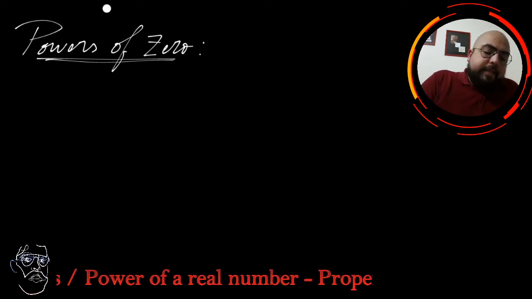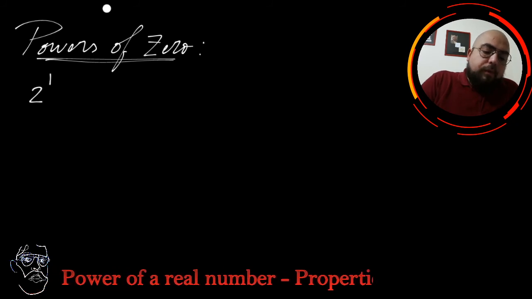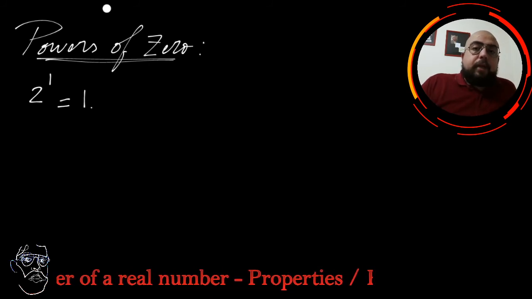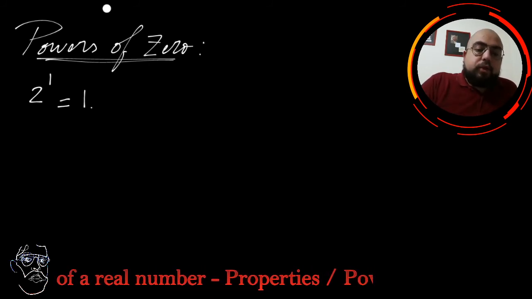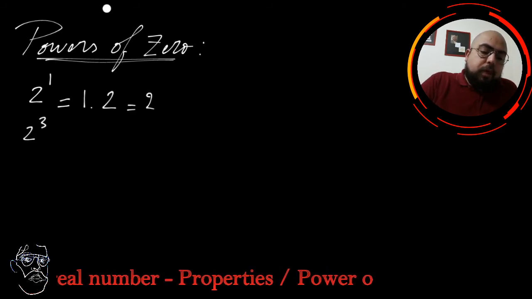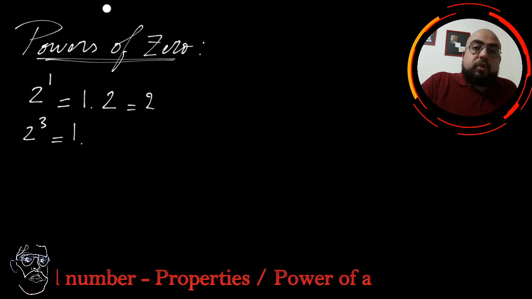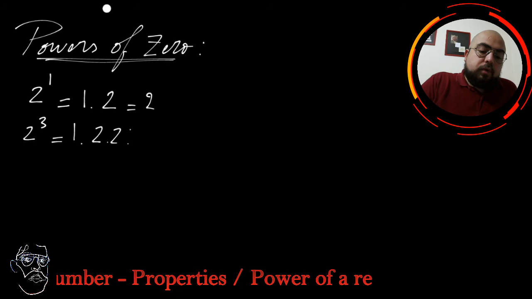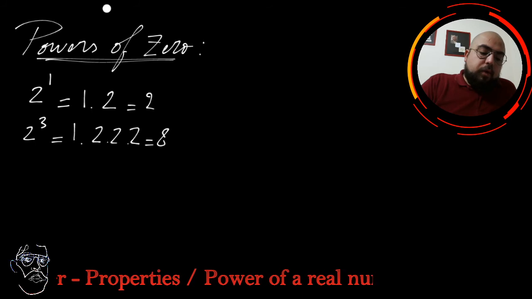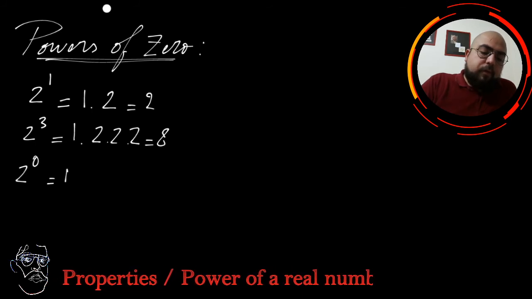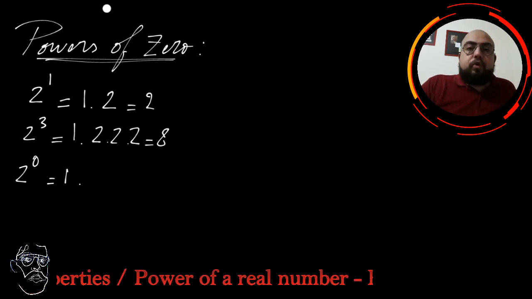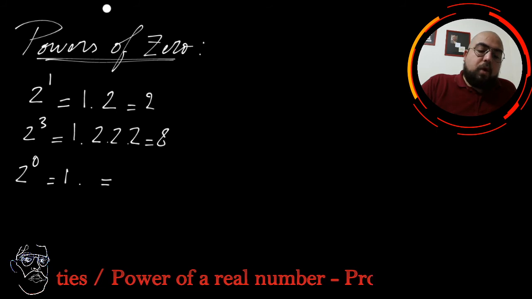Very simple. Let's say you had 2 to the power of 1. You can write it down as 1 times the value. It is repeated how many times? The value is 2. It's repeated once. So it's 2. 2 to the power of 3, it's 1 times 2 repeated 3 times: 1, 2, 3. So it's 1 times 8, 8. Similarly, when you do 2 to the power of 0, you still have 1 times the value that you are going to multiply, which is 2, but it's repeated 0 times, so it will remain 1.